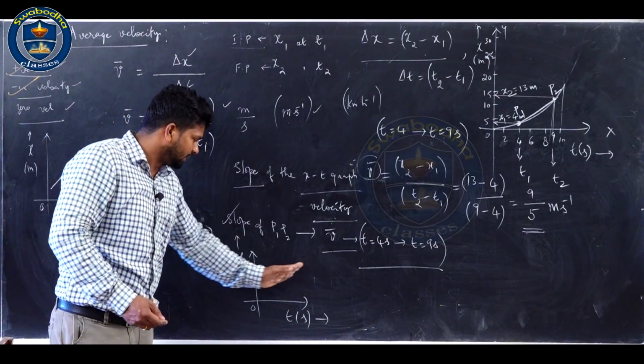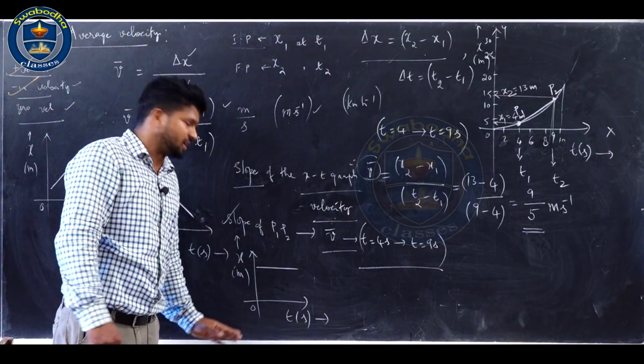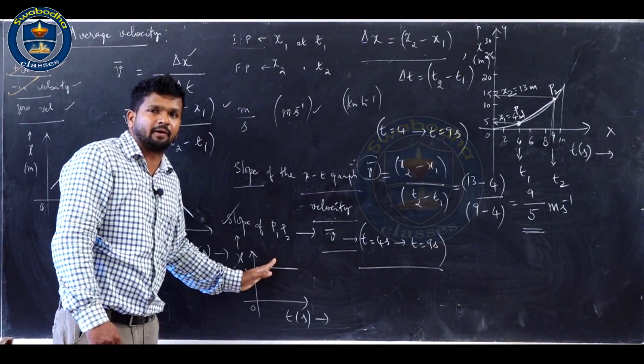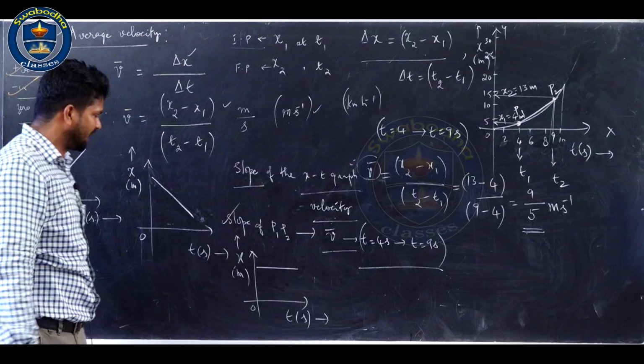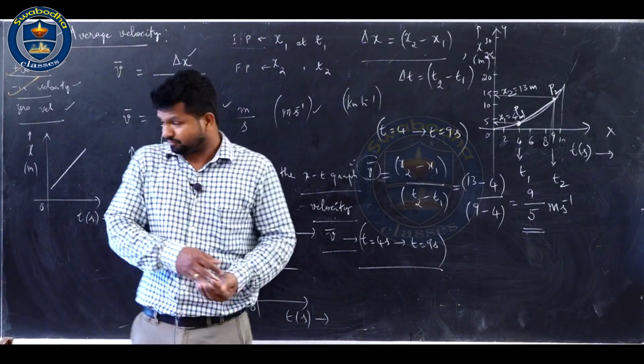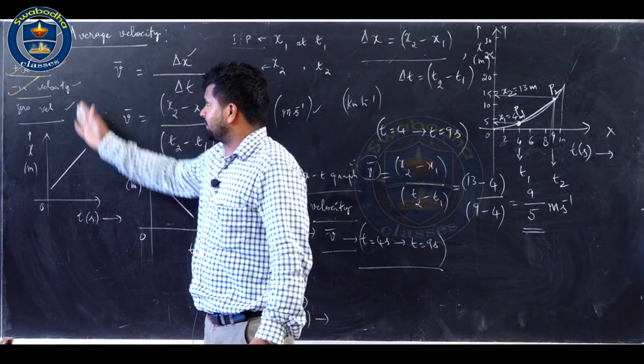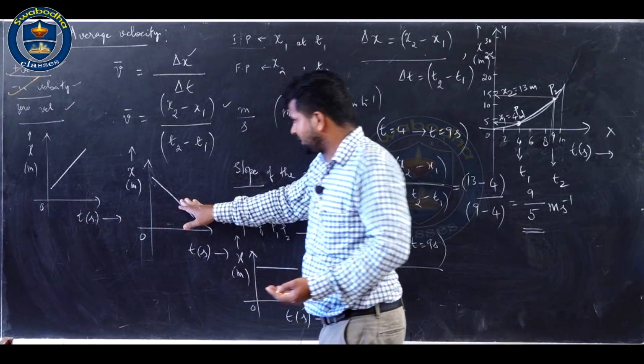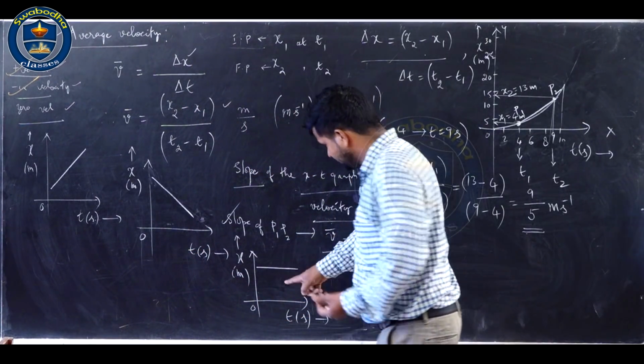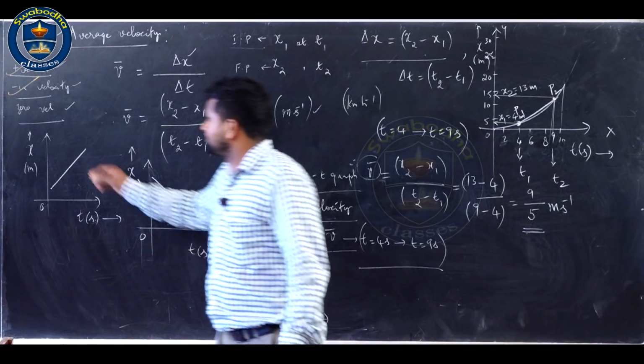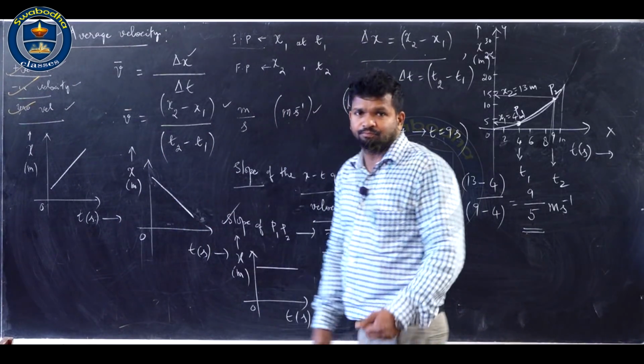The position is fixed, only time is changing. The body is at rest or has zero velocity. The slope of the straight line is 0. This is an x-t graph representing positive velocity. This is an x-t graph representing negative velocity. This is an x-t graph representing zero velocity.